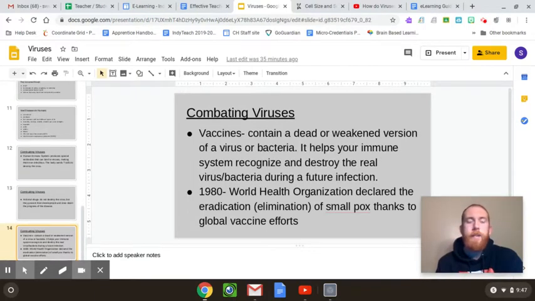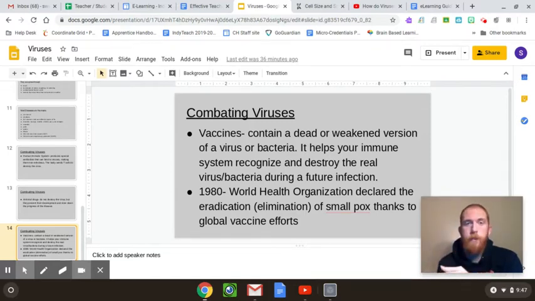All right, and then that brings us to our last point. The last way we're going to talk about combating viruses is through vaccination. Vaccines contain a dead or weakened version of a virus or bacteria, and these are given to you before you come into contact with that virus. That way it helps your immune system recognize and then destroy the real virus later on. So vaccines aren't just some magical shot or some cure for a virus or disease. These are a way to prevent you from getting it later on down the line.